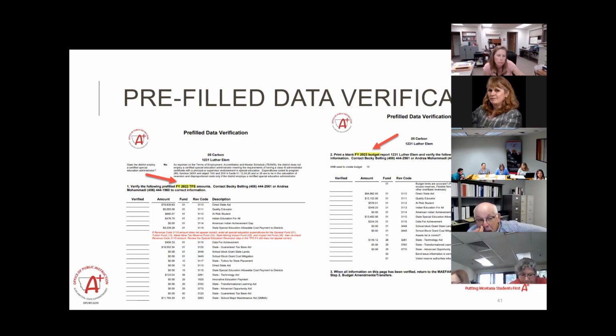If you look at section 1, it says verify the following pre-filled fiscal year 2022 TFS amounts. And what you'll do is you'll go to your accounting software and you will look to see if your revenues match what revenues are stated here. I do want to point out that, again, read the information that is highlighted in red. The only one that's going to come up that may be a little different from yours is the revenue code 3115. This is going to change as you put in your 280 funds, your 280 expenditures.